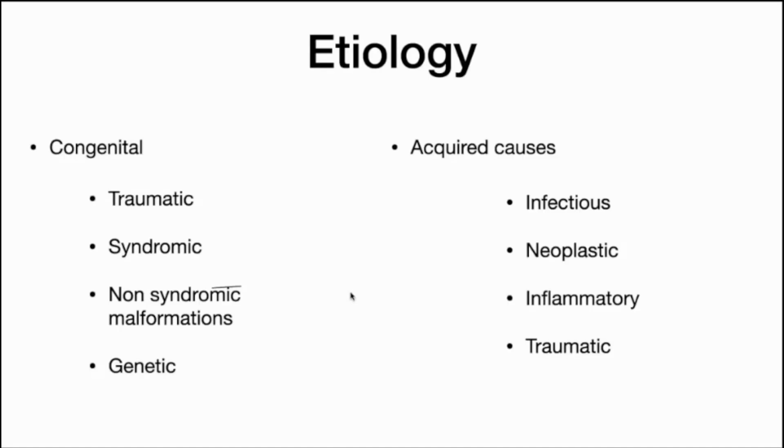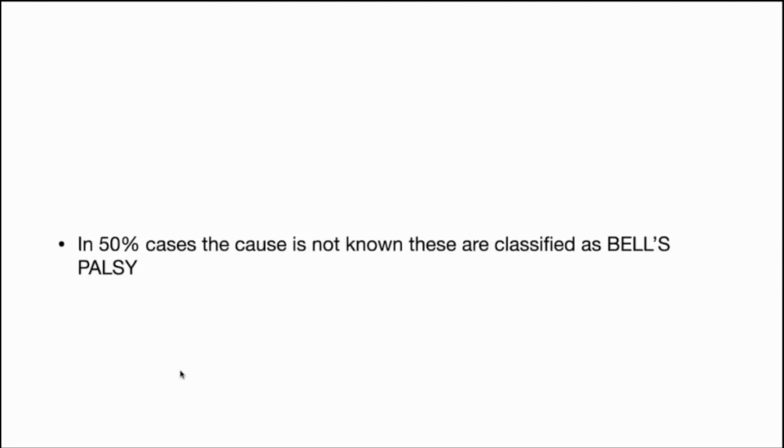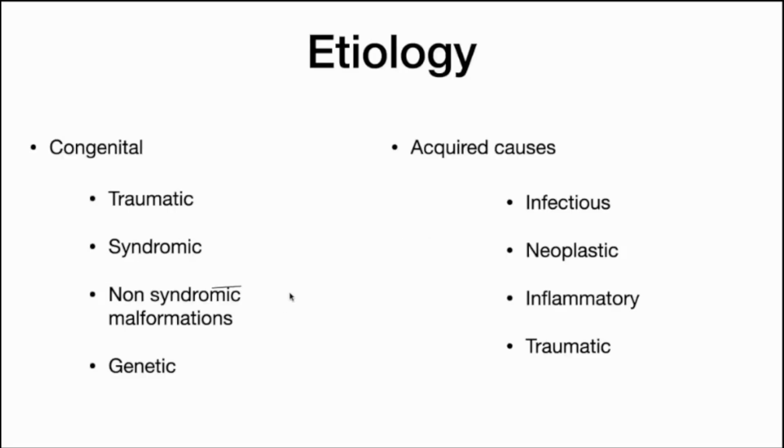Further division, it can be congenital, it can be perinatal, or it can be acquired palsy. Now coming on to causes of congenital. Congenital, when the child comes out of the mother's womb, you might see a facial palsy on the face of a child. So what can be the causes? It could be traumatic, it could be syndromic, it could be non-syndromic, or it could be genetic. In 50% cases, the cause is not known, and these are classified as Bell's palsy. The acquired causes include infectious, neoplastic, inflammatory, and traumatic causes.